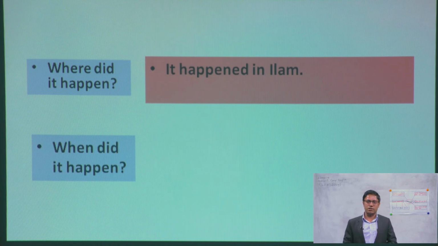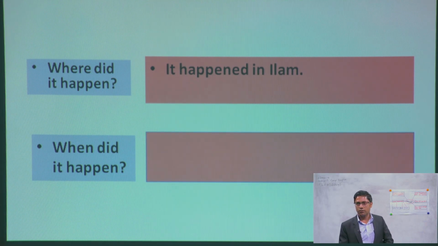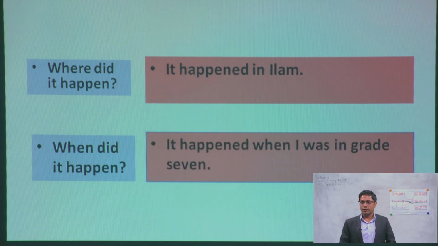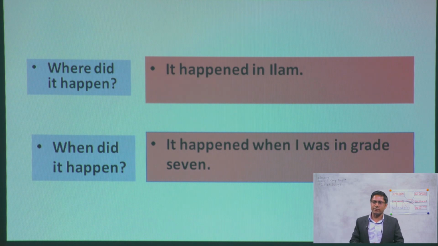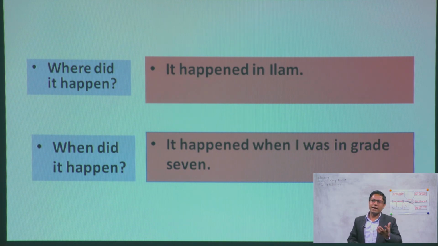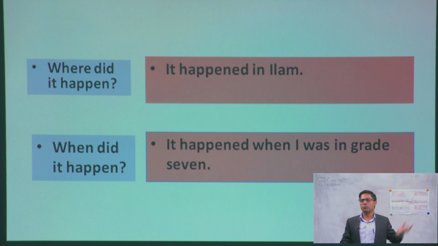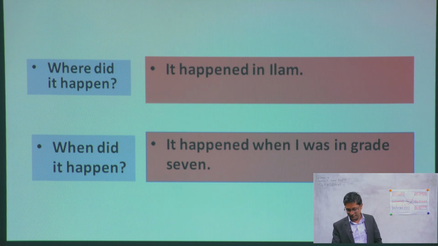Look at the next question. When did it happen? Think and write, recall and write it. It happened when I was in grade 7. This is one example. You can write, it happened when I was 10 years old. Or you can write, it happened when we went to watch a movie few years back. That way you can write.